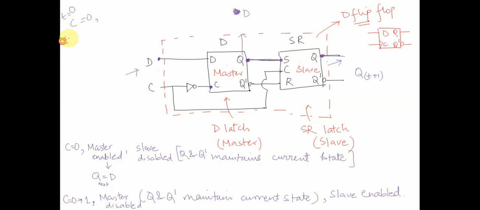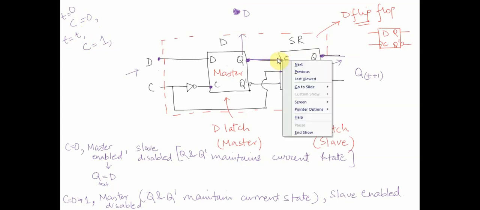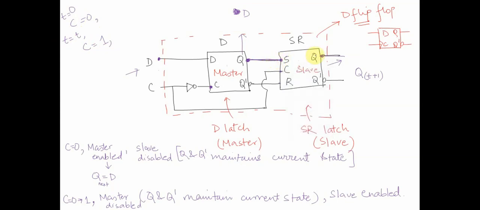And now assume that at time equal to t, we change C to 1. What would happen? This particular input has a value D, but now this particular master will get disabled. So any changes in D, whenever C is equal to 1, will not be reflected over here because this particular circuit is disabled. And the value of D which was there just before C became equal to 1, that value would be transferred to this output, right? So this will remain D.